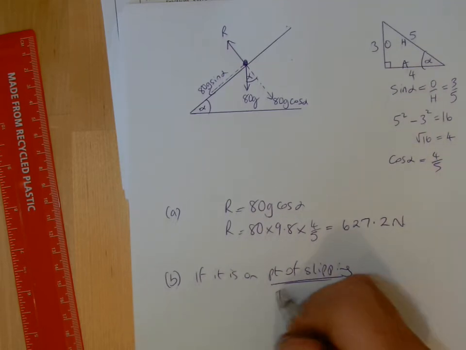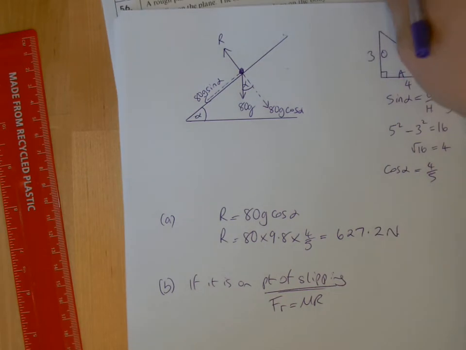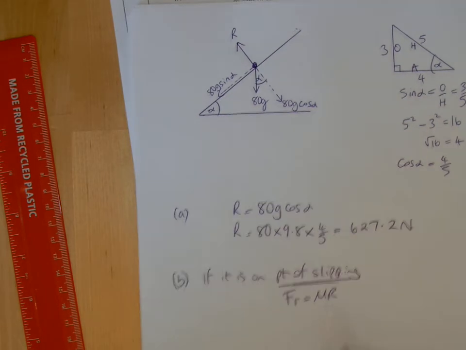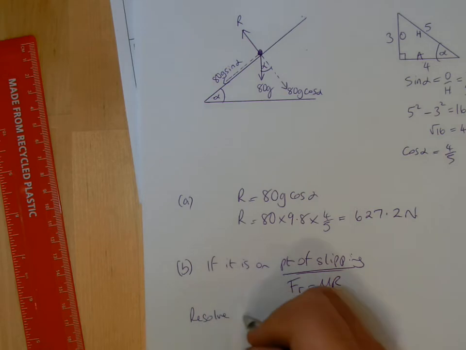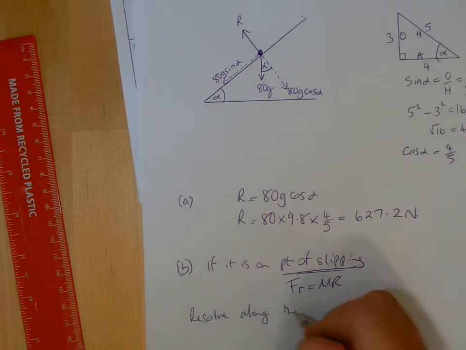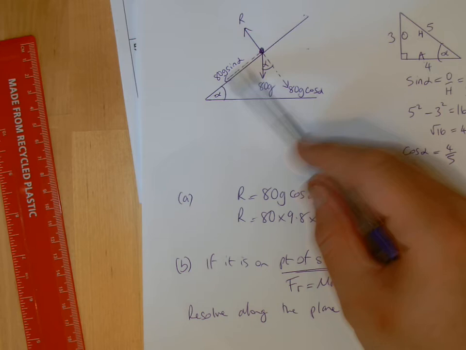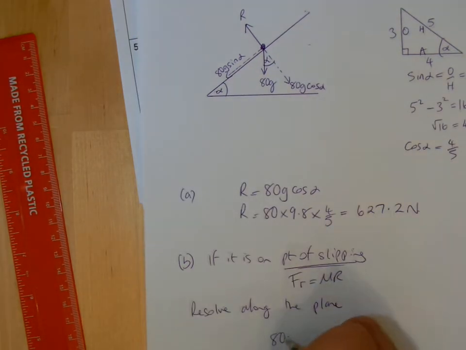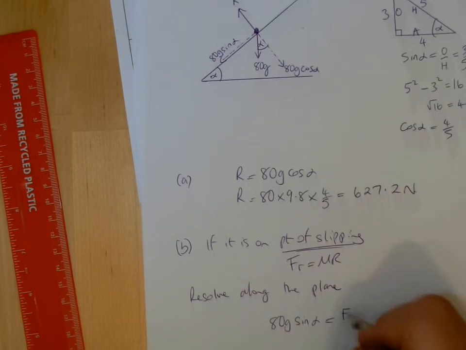Friction is actually equal to mu R, okay? That's important for the question here, because they're asking us to find the value of mu. So that will be the case there. But if we then resolve along the plane, it's not moving, even though it's on the point of slipping, it still hasn't moved. So this force here, which is the weight resolved, will equal the friction that's opposing it. So we say 80g sine alpha will equal the friction.